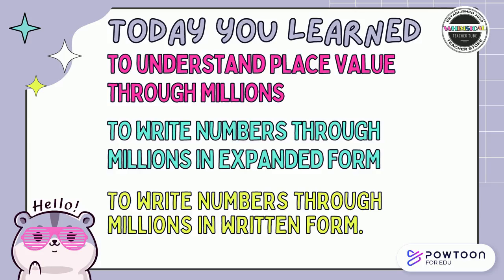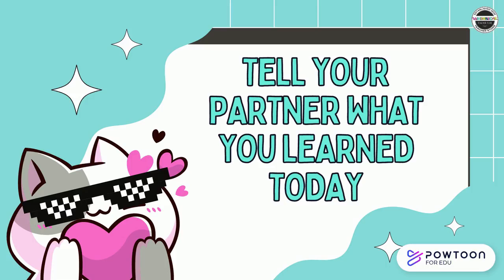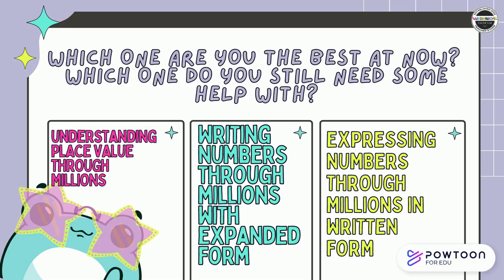Today you learned to understand place value through millions, to write numbers through millions in expanded form, and to write numbers through millions in written form. Tell your partner what you learned today. Which one of these are you the best at now? Which one do you still need some help with? Understanding place value through millions, writing numbers through millions with expanded form, or expressing numbers through millions in written form.